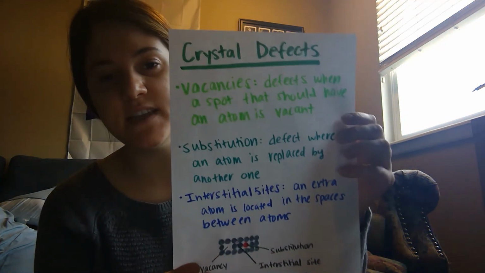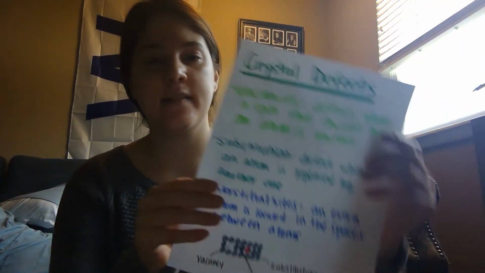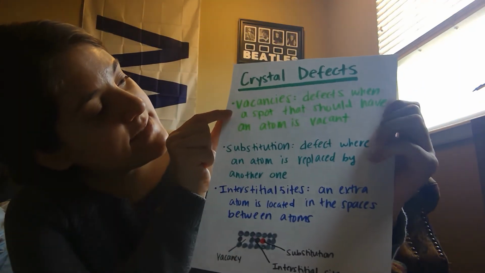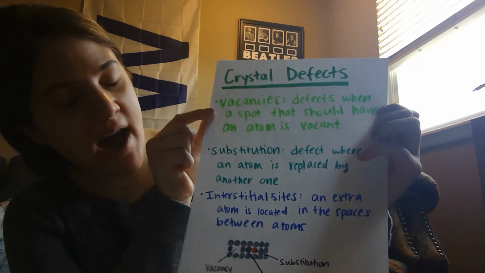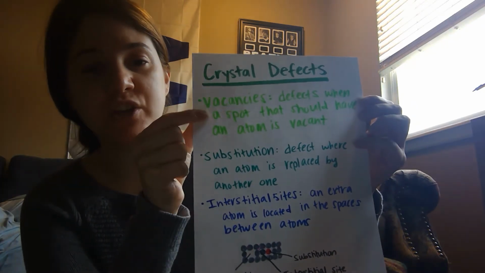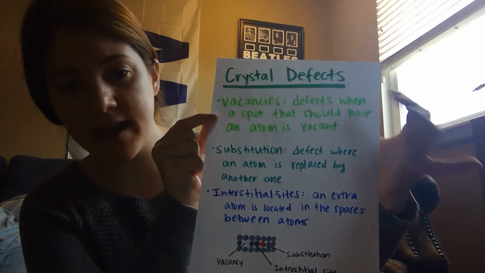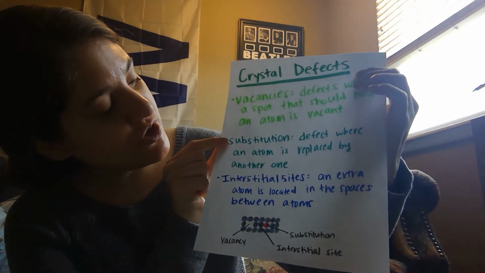Okay, so those are the different categories of solid. The last thing I'm going to talk about are crystal defects. This is usually in crystals, and there are different categories of defects. One is a vacancy. This is a defect when a spot within a crystal structure that should have a specific atom is vacant, so nothing's there. Then there's a substitution defect.